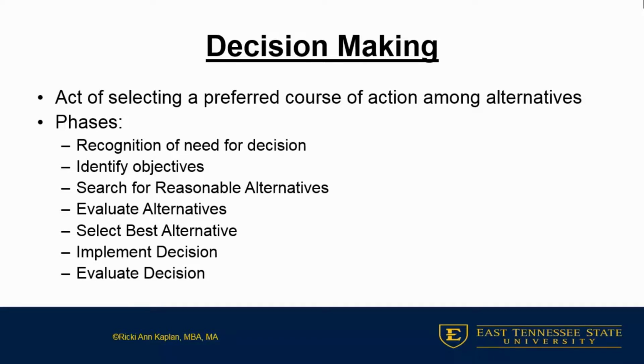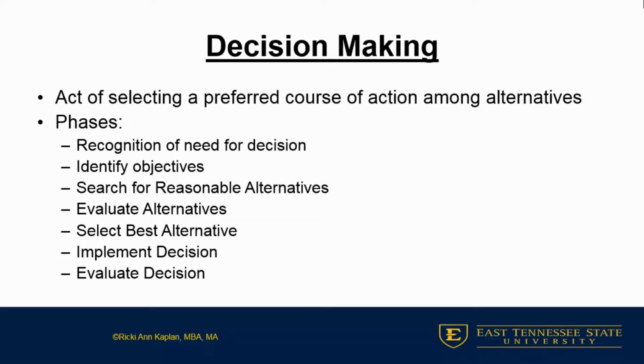And depending on who your author is, you'll find that there's a number of steps or phases in decision making. This author lists them as starting with a recognition of need for decision. You have to know you need to make a decision in order to make one. Next, you identify your objectives. What are your objectives? What is it that you want to accomplish? What is this decision about? What is it that you need?